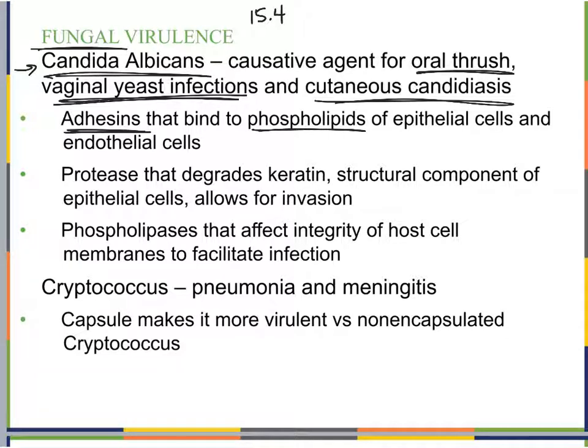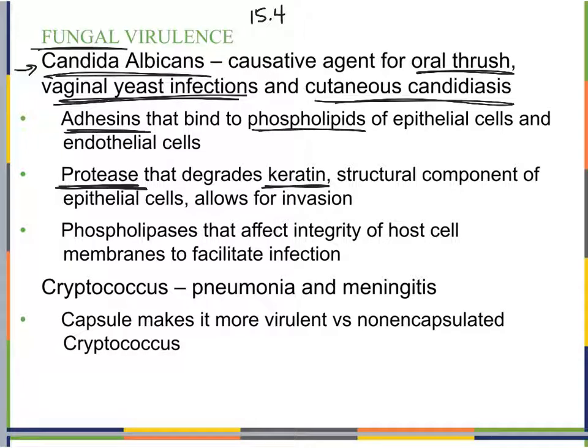Fungi also produce adhesins, just like we saw previously. Also, they produce proteases. So Candida albicans will produce a protease. Once it adheres to the surface of the skin or the endothelial cell, and it's stuck there, then it'll start to produce these proteases that degrade keratin.